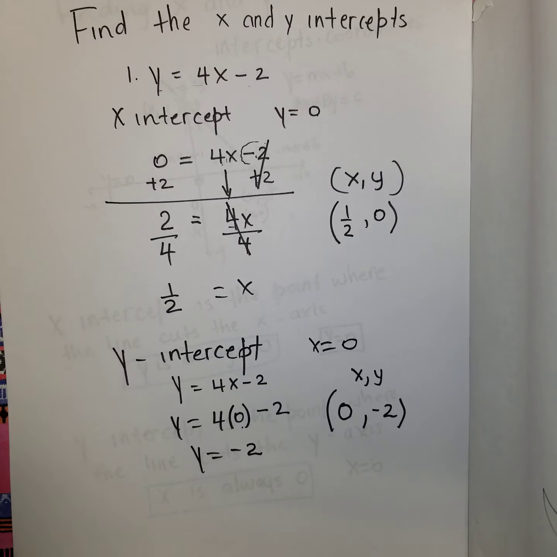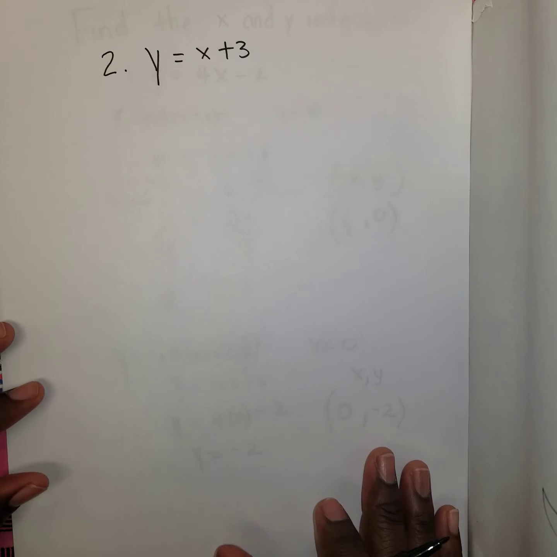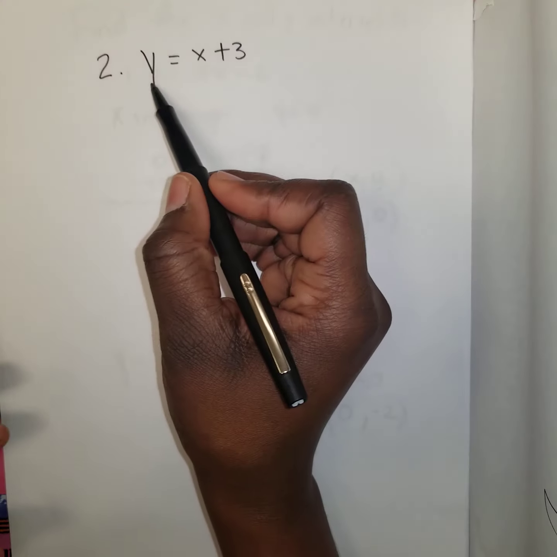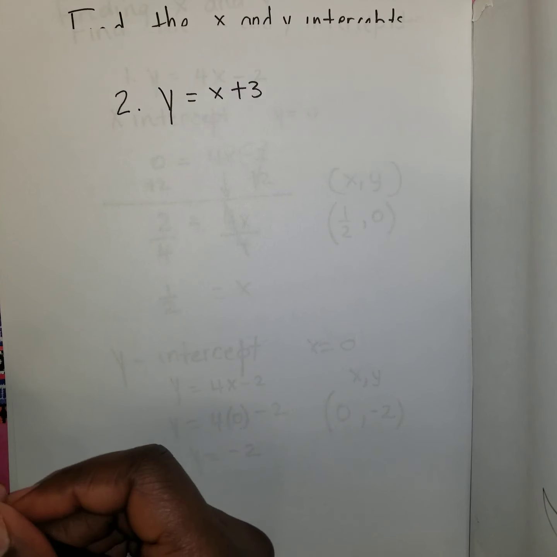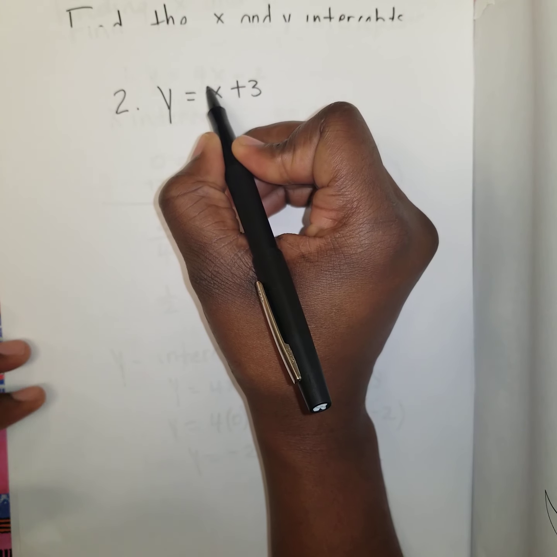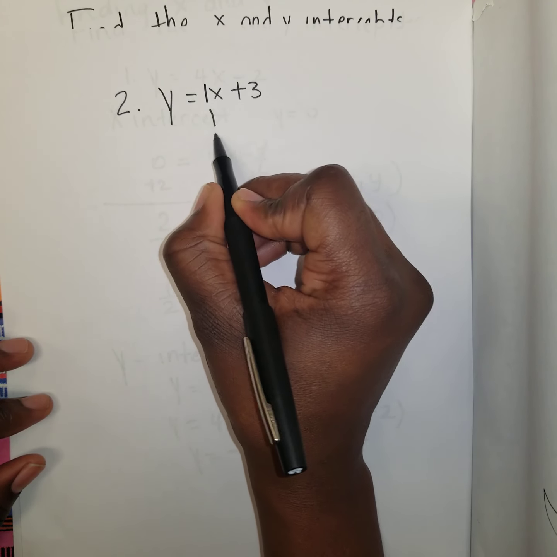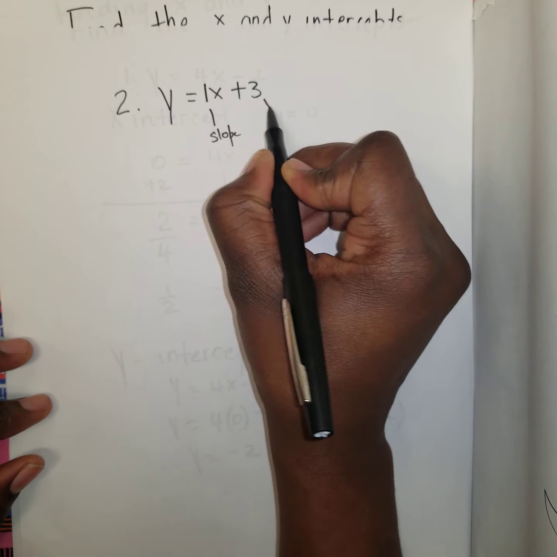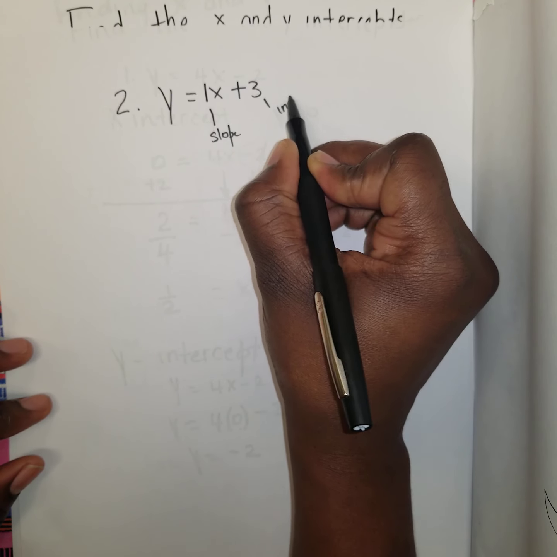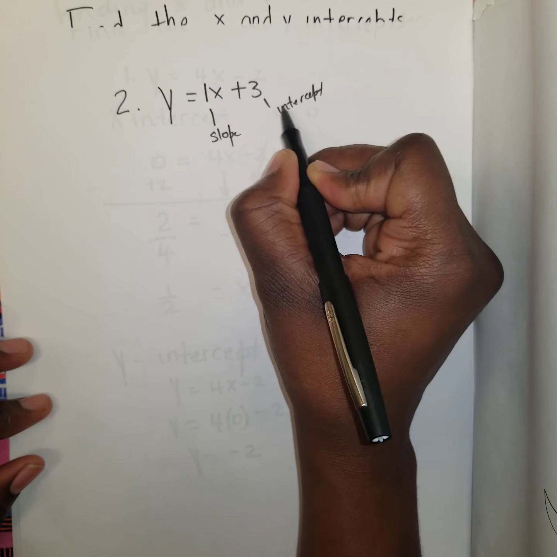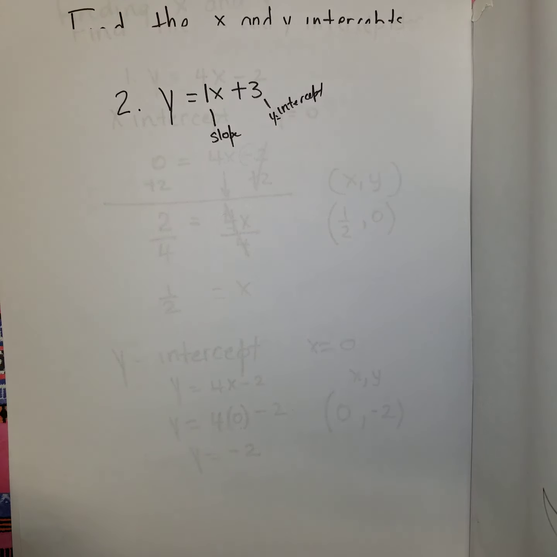Let's try another question. y equals x plus 3. And remember, guys, let me just make a little note here. This x has a coefficient of 1, and we know that 1 here would be the slope, and this will be the intercept, the y-intercept. And there's another short way of doing this, but if you want me to show you the shorter version, you can let me know, and I will explain that to you.